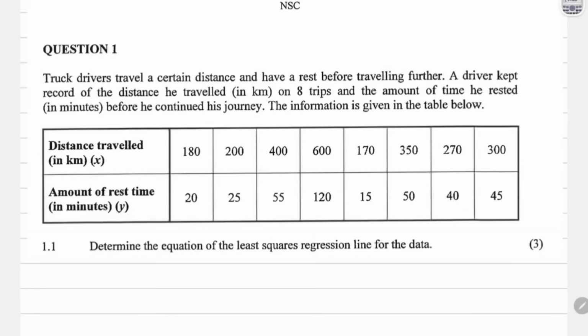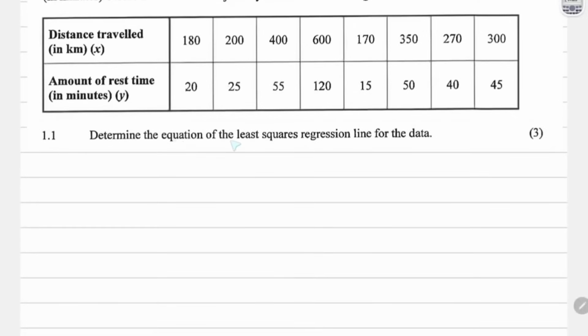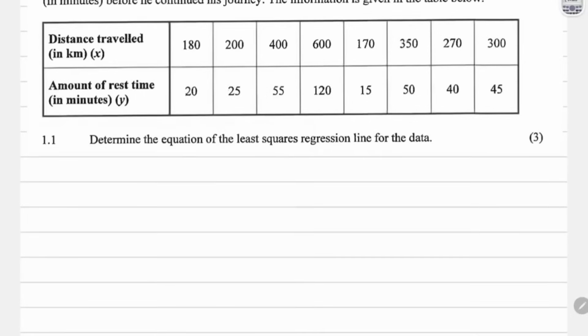Okay, so in minutes. So basically, they're really just trying to see if the distance that he travels affects the amount of time he's going to use to rest. And then, of course, with that kind of information, we can find out things like if he travels a specific distance, how long is he going to rest for? Okay, so the first question is 1.1, determine the equation of the least squares regression line for the data.